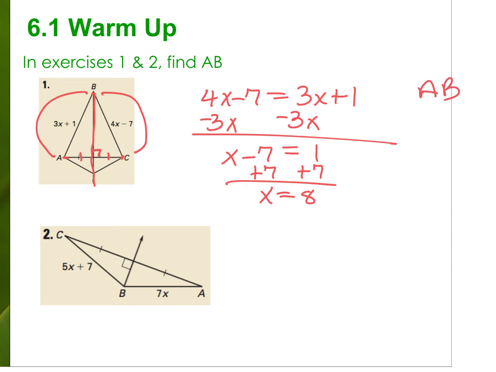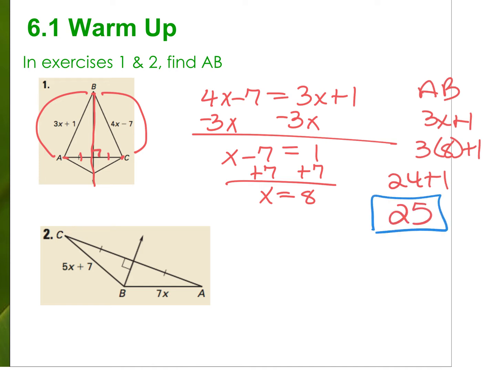So AB, 3X plus 1. So 3 times 8 plus 1. And I get 24 plus 1. So the length of AB is 25. Now, technically, I could have plugged it into BC because these are congruent segments. However, I just plugged it back into the one that they asked for.